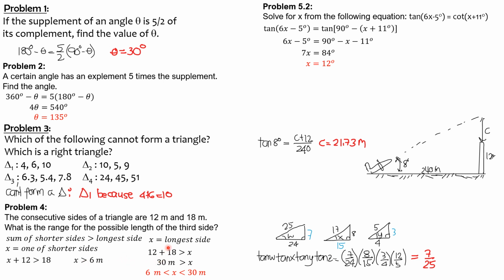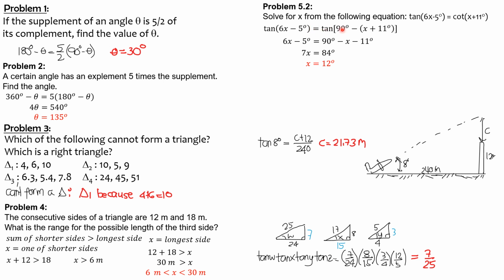So in the second part, let's assume that x is the longest side. So the shorter sides should be 12 and 18. So 12 plus 18 must be greater than x. So 30 is greater than x. So writing it as a continued inequality, 6 is less than x and x is less than 30 meters. So that's the possible length of the third side of this triangle.